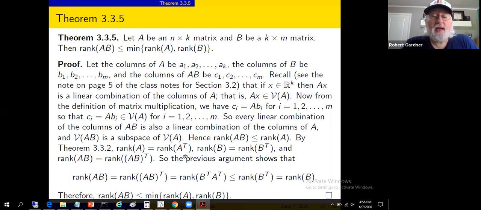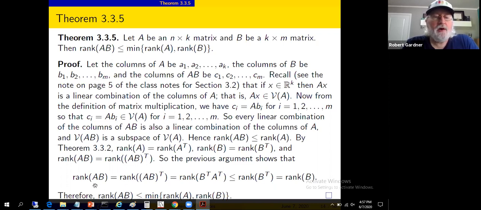All right, the rank of A equals the rank of A transpose, we said, 3.3.2. Rank of B equals the rank of B transpose, so the rank of AB equals the rank of AB transpose. Just interchange the rows and columns. Of course, we know the dimension of the row space equals the dimension of the column space. So that's how we can draw these conclusions. We actually stated it, I think, as a note.